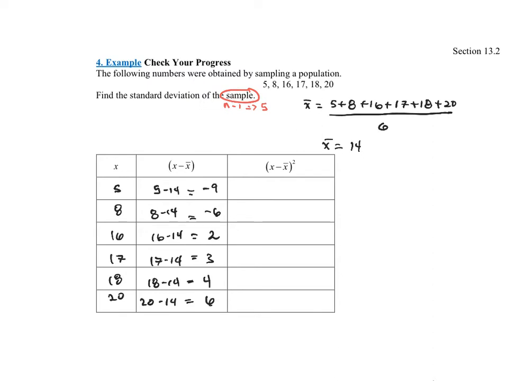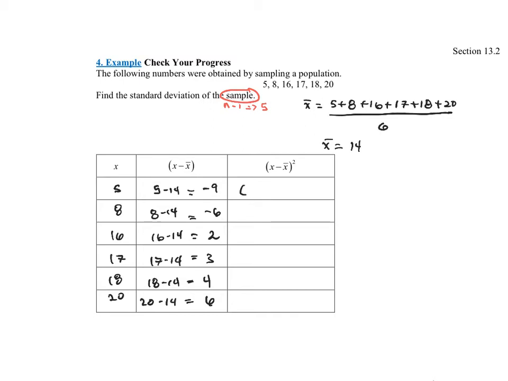Let's just double check real quick. We should add these together and get 0. So 9 and 6 is 15, so I have negative 15. 2 and 3 is 5. 4 and 6 is 10, 5 and 10 is 15, so I have a negative 15, positive 15. If I add these together, I do get 0, so it does seem like I'm doing this properly so far.